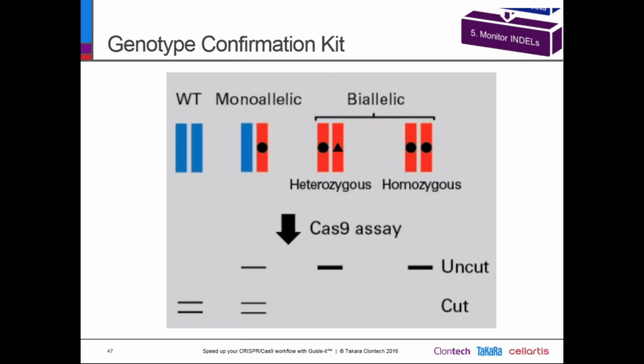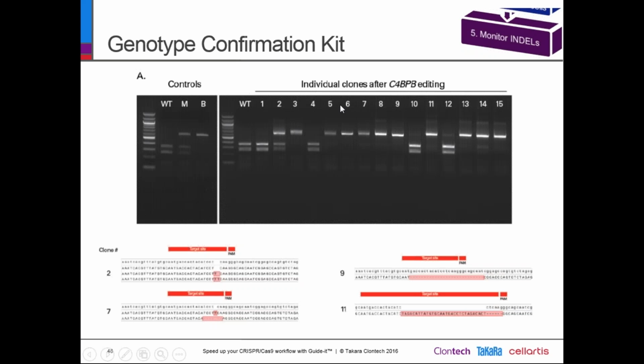Just one remark, this kit cannot distinguish between heterozygous and homozygous mutations in your clones. So for all biallelic mutations, you would get 1 non-cut fragment, and then you would really need to do sequencing to determine whether a clone carries a heterozygous or a homozygous mutation. So this kit is more to pre-screen your clones quickly. For example, if you have a high number of clones and you don't have time to sequence all of them, you can quickly pre-screen and distinguish which clones are wild type, which are monoallelic, and which carry biallelic mutations.